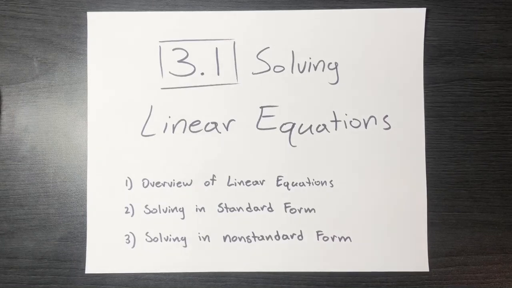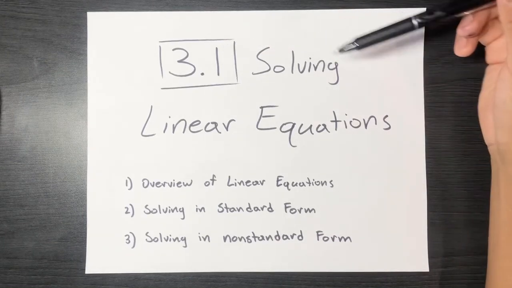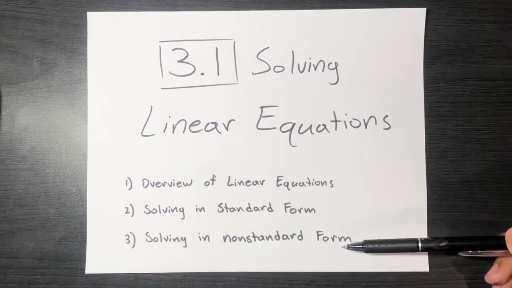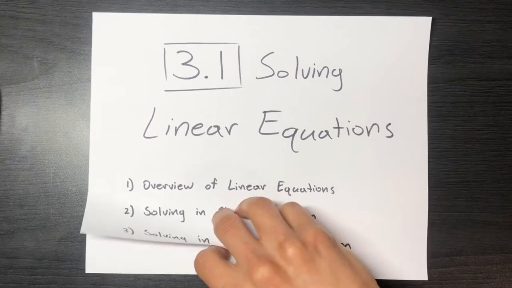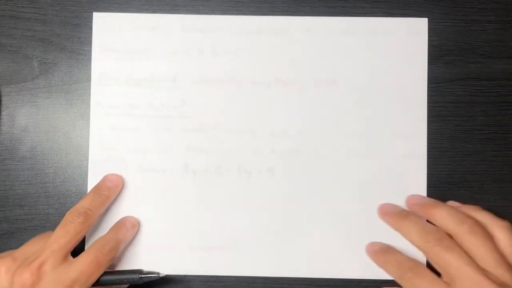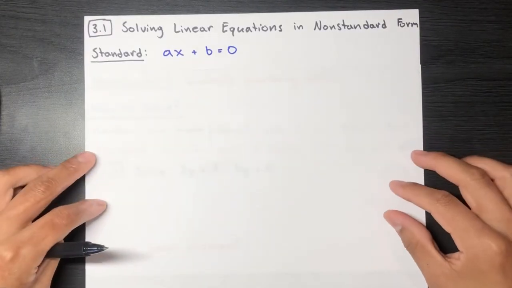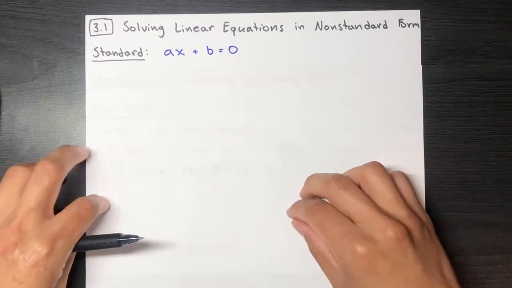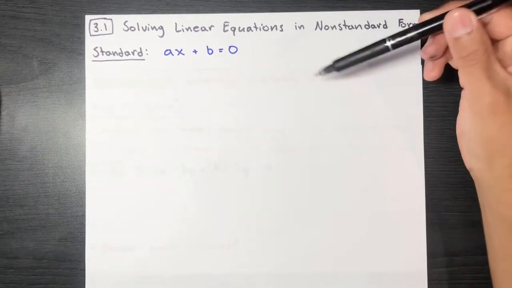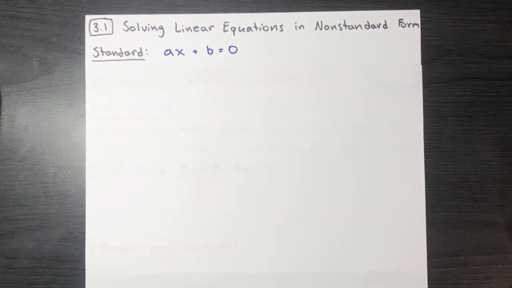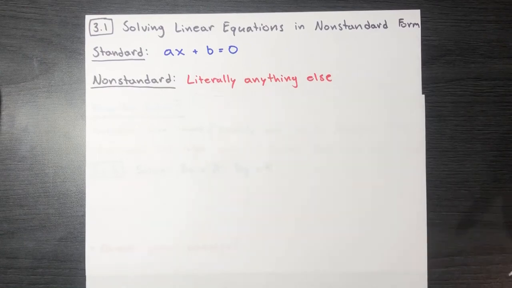All right, class, we're going to finish our discussion on section 3.1 where we're solving linear equations. We're going to solve linear equations now that are in non-standard form. To do that, we first need to be able to identify what is standard form. Standard form is what we've been doing so far, where you have ax plus b equals 0. Non-standard form is going to be literally anything else.